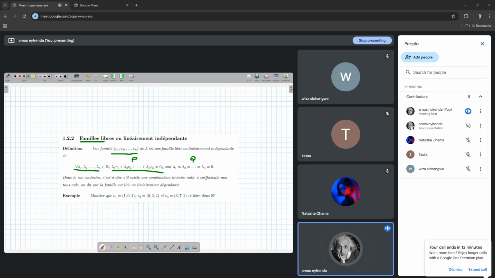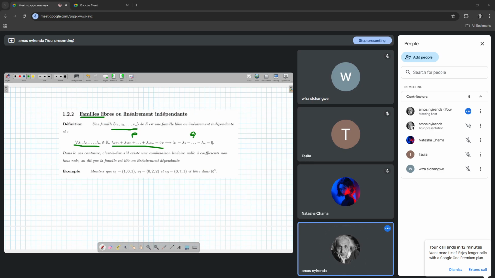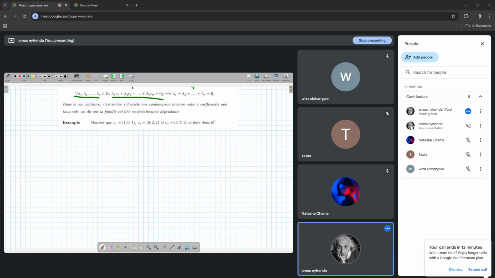You suppose that this is equal to 0. You suppose that P is true, and then you also show that Q is true. So here we suppose that the linear combination is equal to 0, and if that implies that the coefficients lambda 1, lambda 2, up to lambda n are also equal to 0, then the family of vectors is going to be libre.